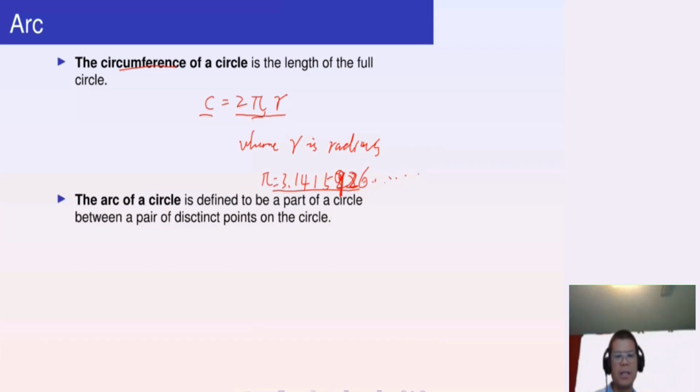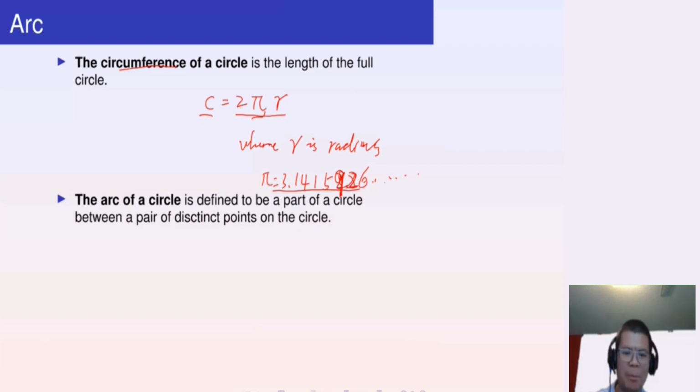All right, so this is the circumference of a circle. Given the radius of a circle, we can find its circumference. That's the length of the full circle. The arc of a circle is going to be part of the circumference, the part of a circle between a pair of distinct points on the circle.